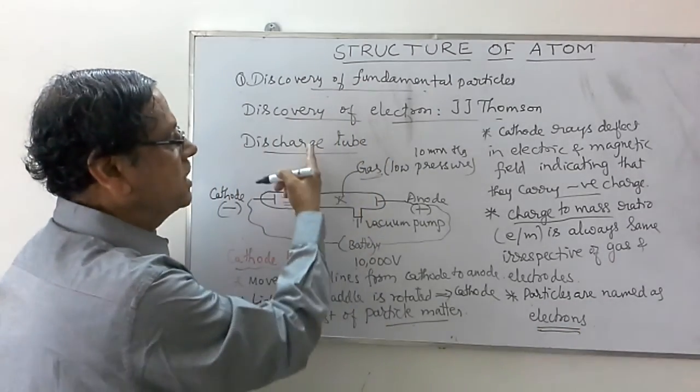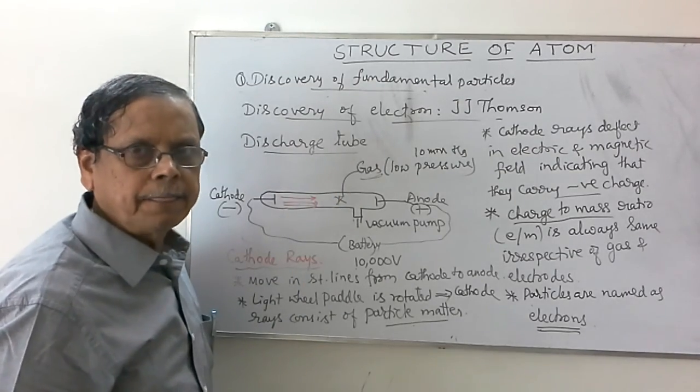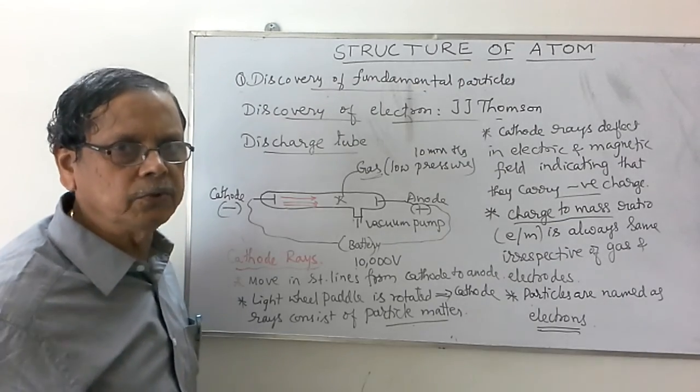So this is the discovery of the electron by J.J. Thomson. So in the next video we shall see the discovery of the protons and neutrons.